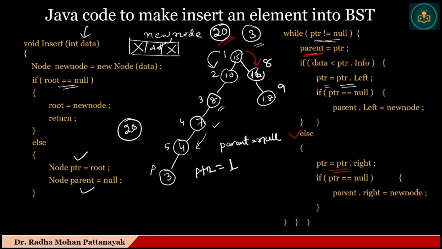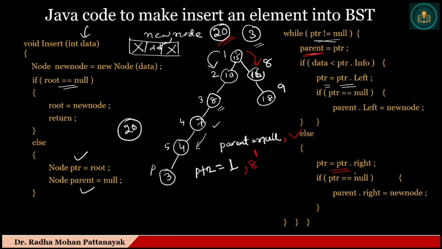So here you should first store the PTR value in the parent, right? Parent equals now 1. Clear? Then in this part, PTR equal to PTR.right means 1.right equals 8. I hope you understood. Now check: if PTR equals null? No, PTR is not null, PTR is 8. If PTR is 8, you need to go up and continue the loop again.